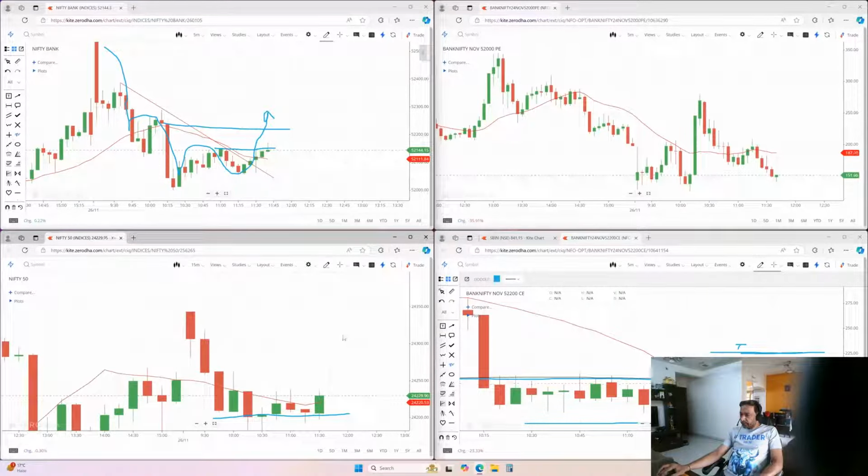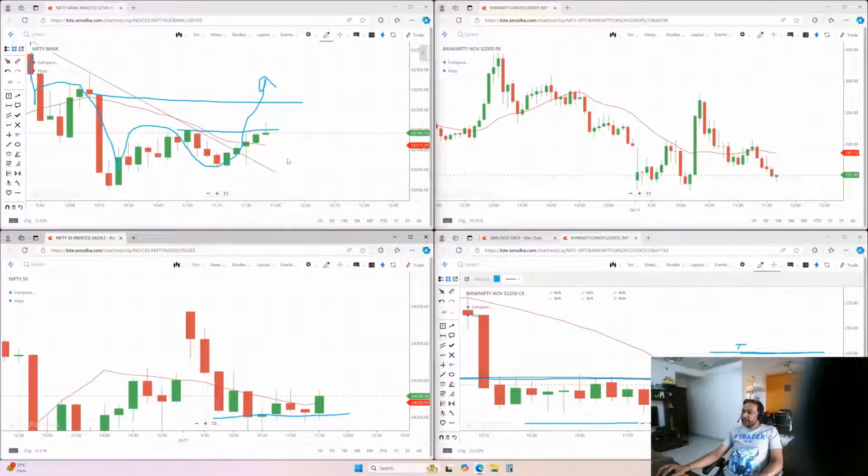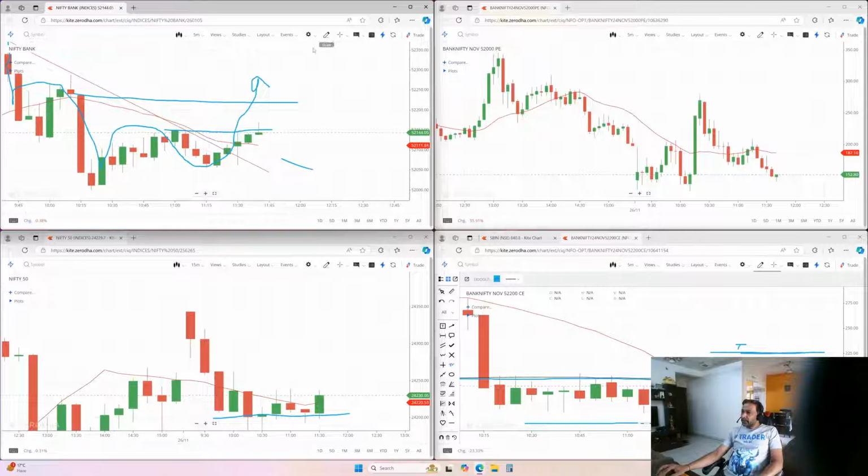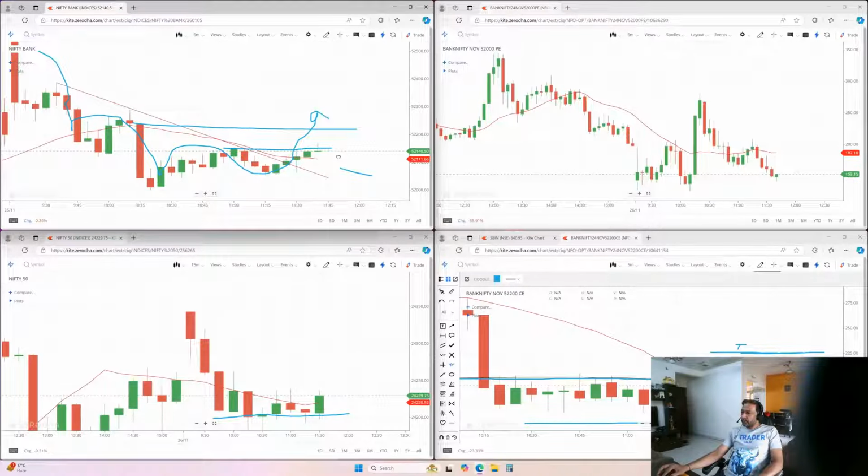Suppose you can see Nifty also seems to sustain above 24,200 and is moving towards 250. Bank Nifty is taking rejection at this 24,150. So our trade will work if it crosses this 150 and tests this 200 or 250.